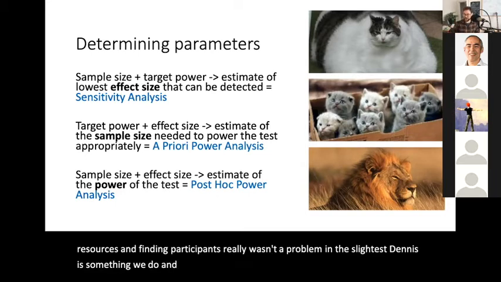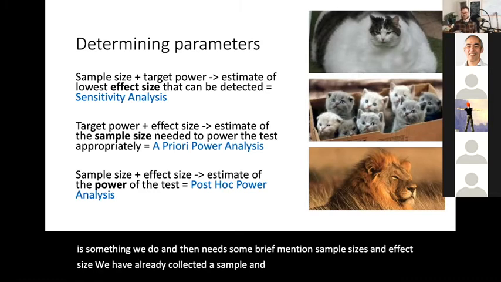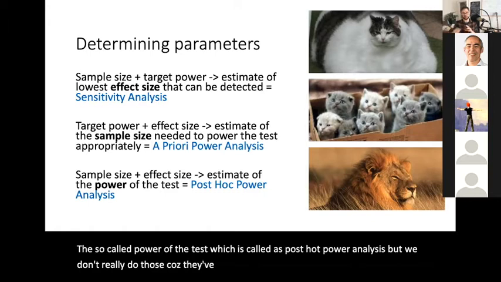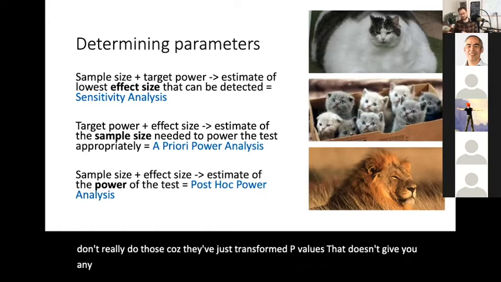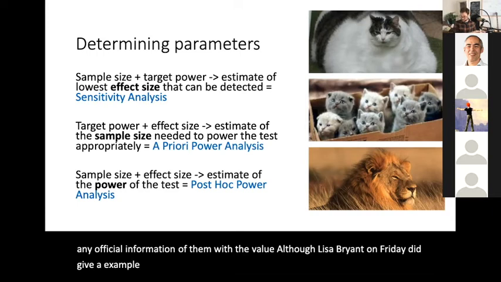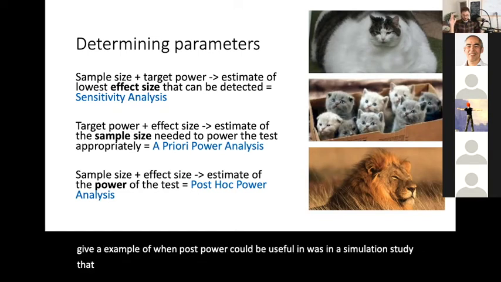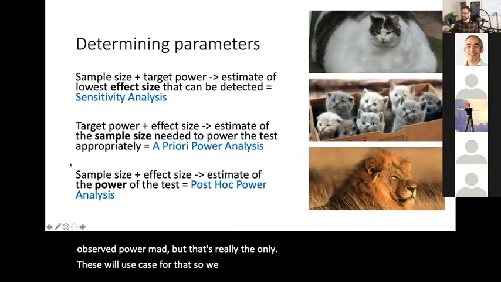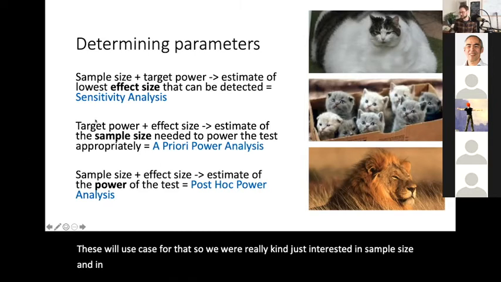And then a brief mention: if we've already collected a sample and we know the effect size, you can estimate the so-called power of the test, which is called post hoc power analysis. But we don't really do those because they're just transformed p-values. It doesn't give you any additional information other than the p-value. Although Lisa DeBryan on Friday did give an example of when post hoc power could be useful. It was in a simulation study that replicated a series of 6 studies repeatedly. They used observed power in that, but that's really the only feasible use case. So we're really just interested in sample size, a priori and sensitivity analyses.